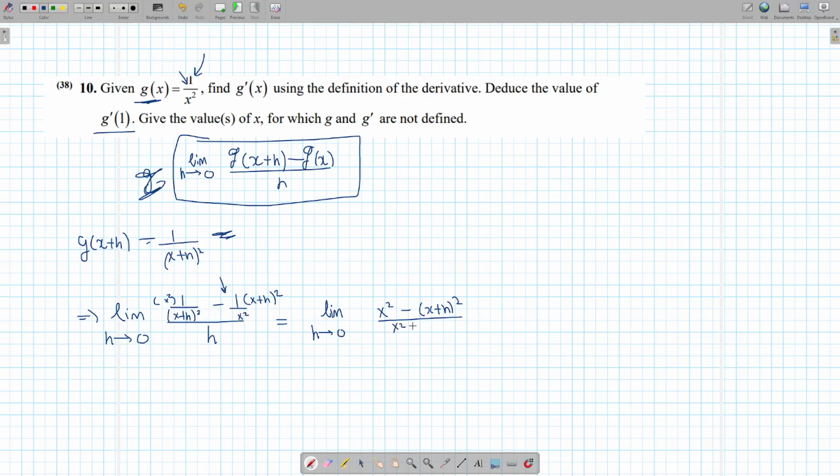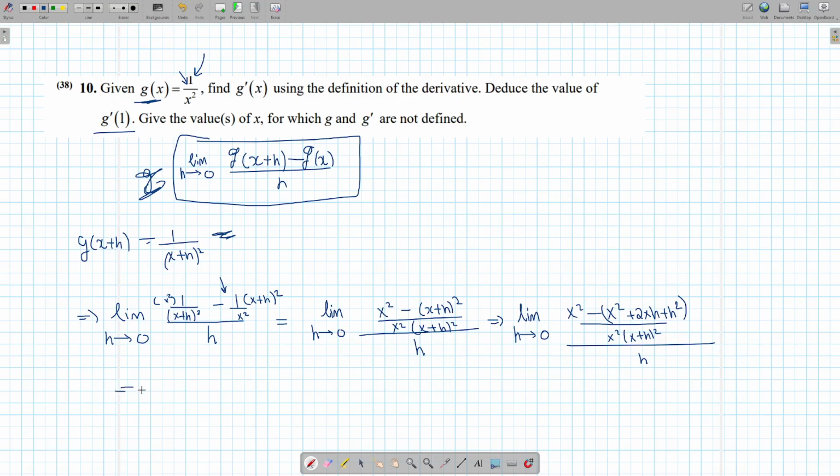I'm not going to teach you common denominator if you're in grade 12S. There's no need. This is just how to subtract fractions. All over h. You need to expand everything out. So it becomes limit as h approaches 0, x squared minus, expand this, it's going to become x squared plus 2xh plus h squared. Right? Don't forget to distribute the minus. Over x squared, x plus h squared. All of that over h.